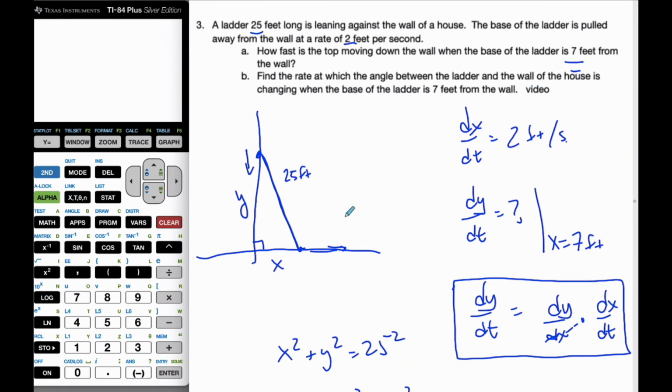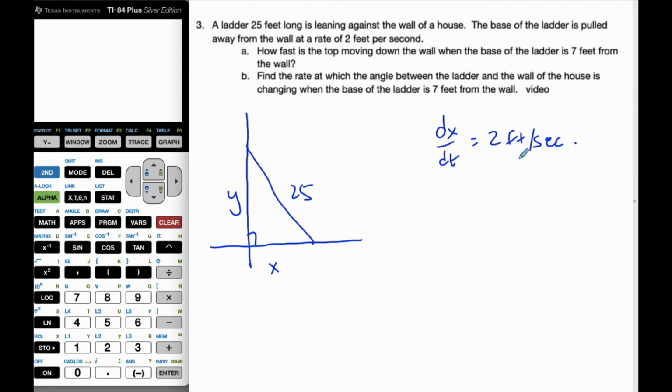All right, so that was A part. All right, so in B part now, we have all this information. We know we have a wall.